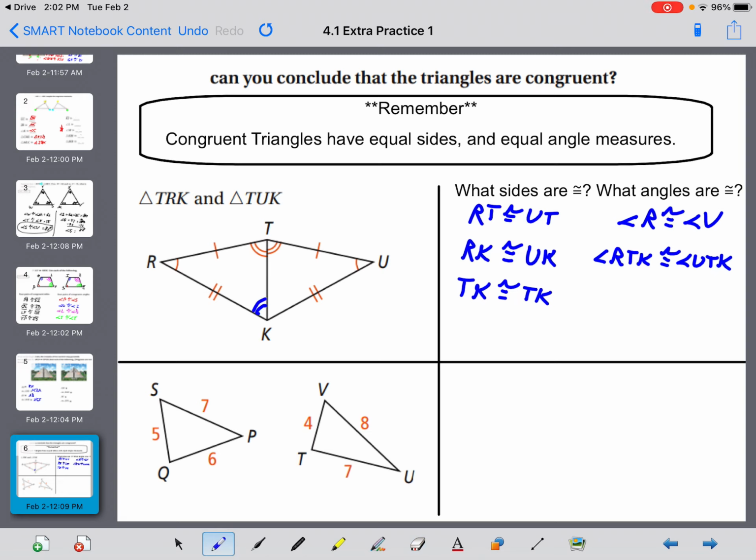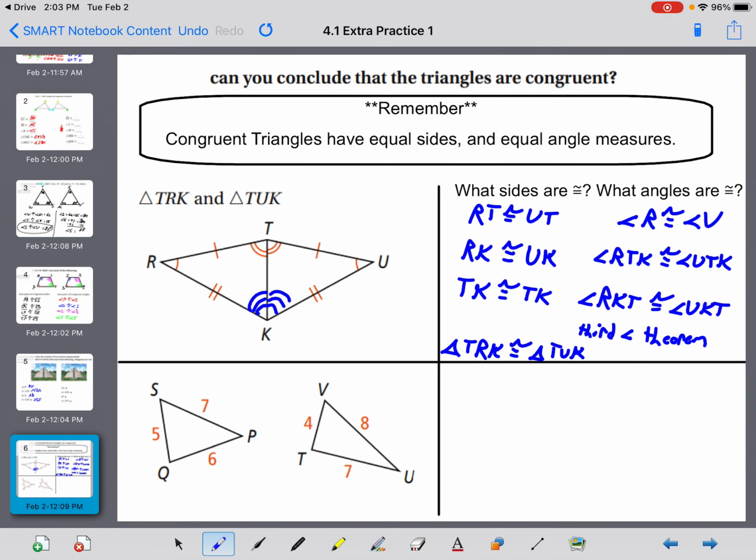All right, and then we know if we have 2 congruent angles, the third must be congruent. So angle RKT is congruent to angle UKT. Right, and that's the third angle theorem. Okay, so yes, we're going to say triangle TRK is congruent to triangle TUK. They are congruent.